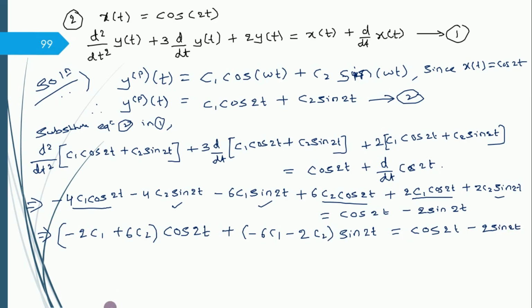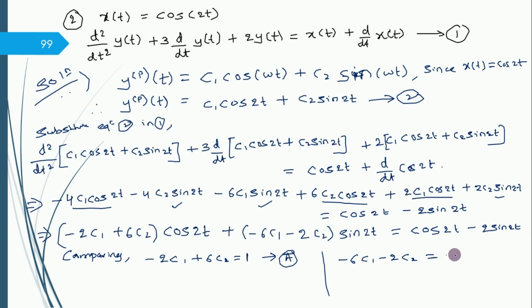Be careful here, this is a very important step. You have to compare the left hand side and the right hand side. Compare the cos 2t terms with the cos 2t terms of the right hand side, and similarly the sine terms. If I compare, I get minus 2 C1 plus 6 C2 is equal to, since the cos 2t constant is 1 here, I write it as 1. Call this equation A. Similarly for sine 2t, it is minus 6 C1 minus 2 C2, which should be equated with minus 2. This one I name as equation B.